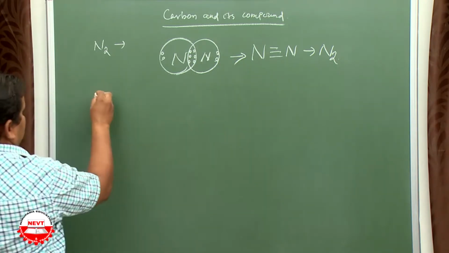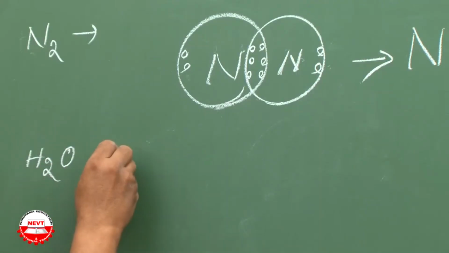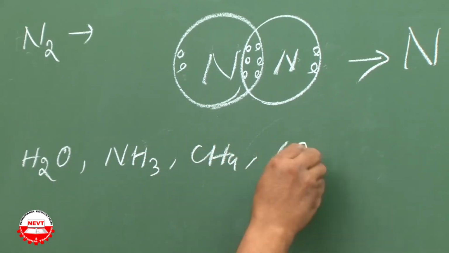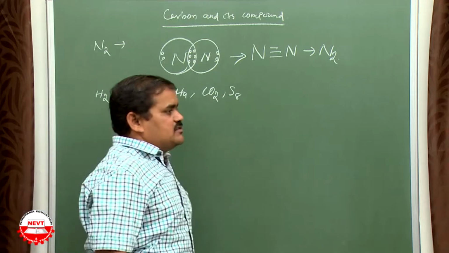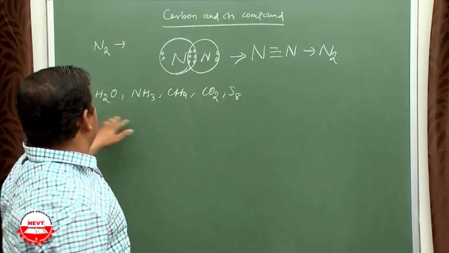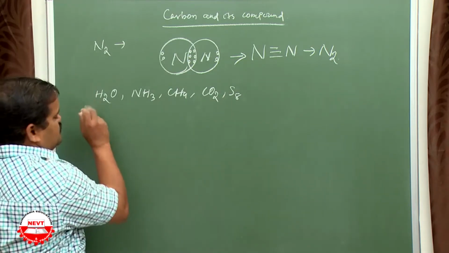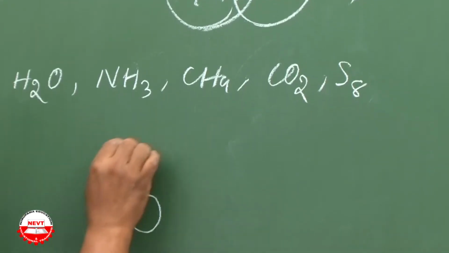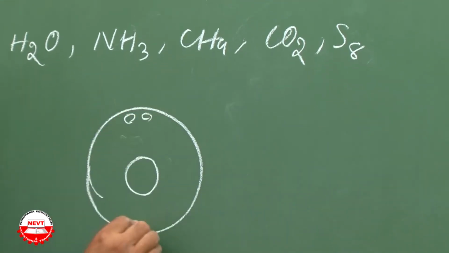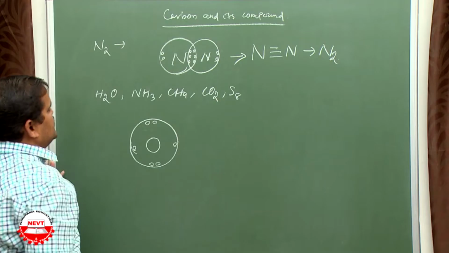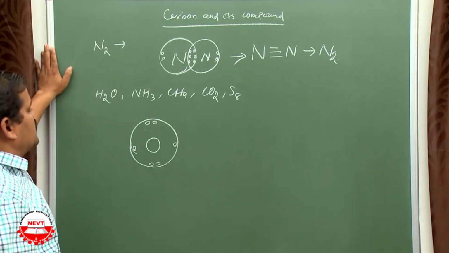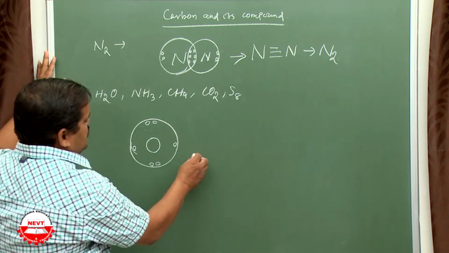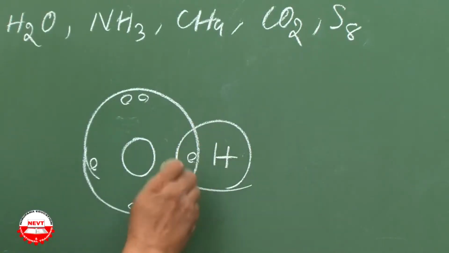Let us discuss some more questions like H2O, NH3, let's say CH4, CO2, and S8. We'll discuss this. So students are advised to do these things. Let me explain one by one. H2O. You know that oxygen has how many valence electrons? 6. 1, 2, 3, 4, 5, 6. Oxygen has 6 valence electrons. So it needs another 2 electrons to achieve its nearest inert structure. So it combines with 2 hydrogen separately. Hydrogen has 1 valence electron.